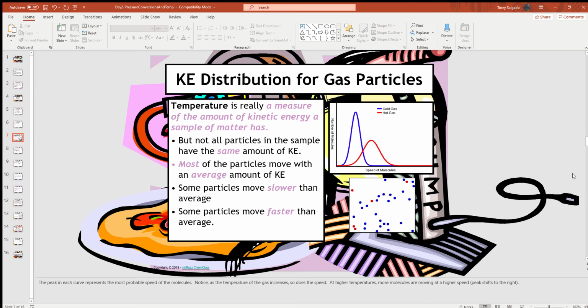Let's take a look at that red curve. That is a hot gas. So if we're increasing that temperature, more kinetic energy, more speed. Okay, so hot gases move a lot faster than cold gases. Cold gases are nice and slow.